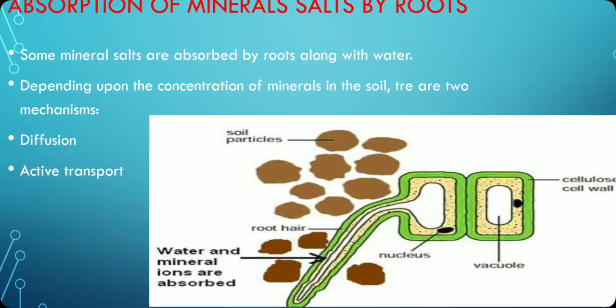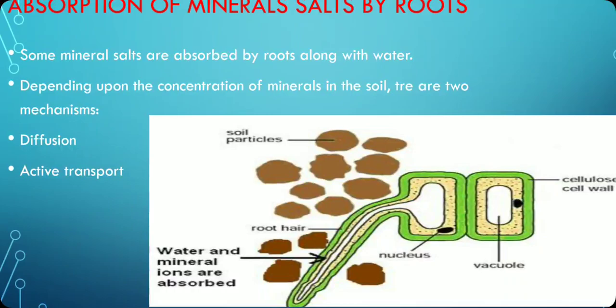So, students, absorption of mineral salts: along with the water, there are some mineral ions. Minerals are what? These are the molecules which are required by the plants for their different processes. The plant is not only made up of water, it is made up of different minerals. So along with water, some of the mineral ions which are soluble in water get easily absorbed by the plants.